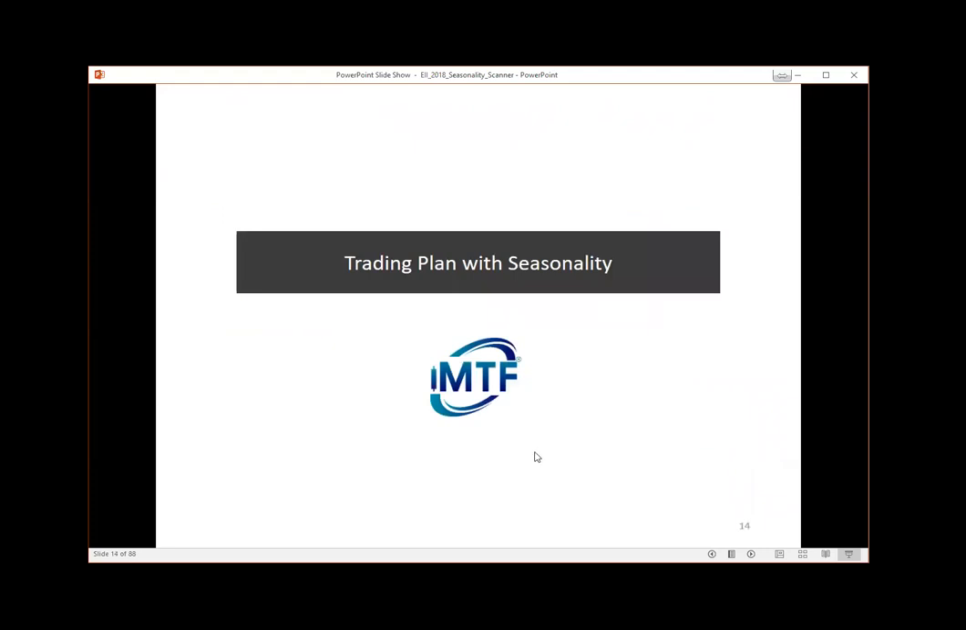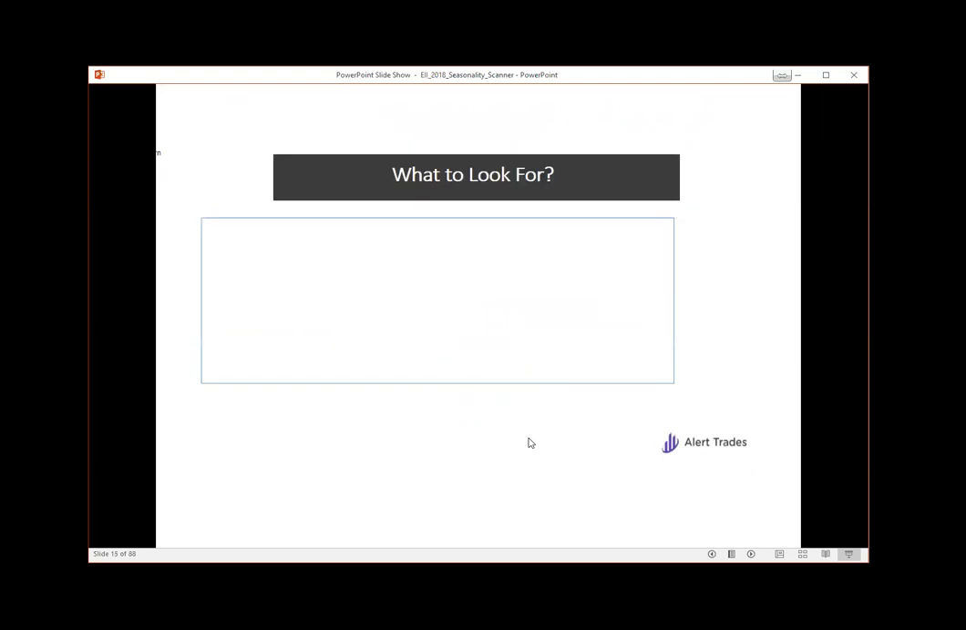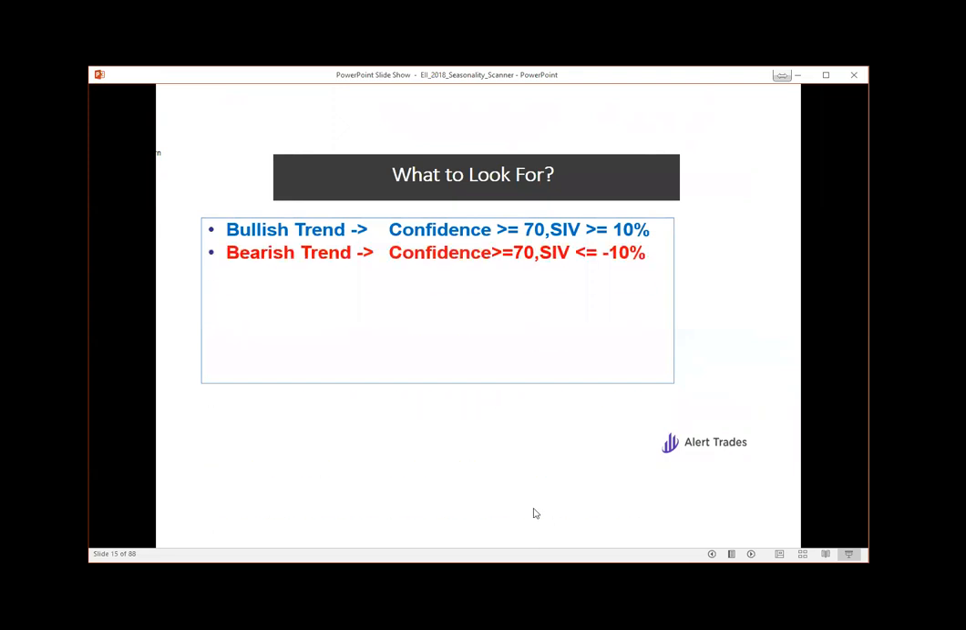So what is our trading plan for seasonality? Here's what it is. It's as simple as this. For a bullish trend, which is what we're always looking for because it gives us the highest reward risk ratio, we're looking for a confidence value of above 70, and we're looking for an SIV value of 10% or higher. Okay, so that is the magical formula right there. So that tells you exactly what you should be looking for and when. Okay, for the bearish side, it's basically this: looking for a confidence value of 70%, but an SIV value of less than 10%. That's it. These are the two things that you have to know, and that's all you have to do.